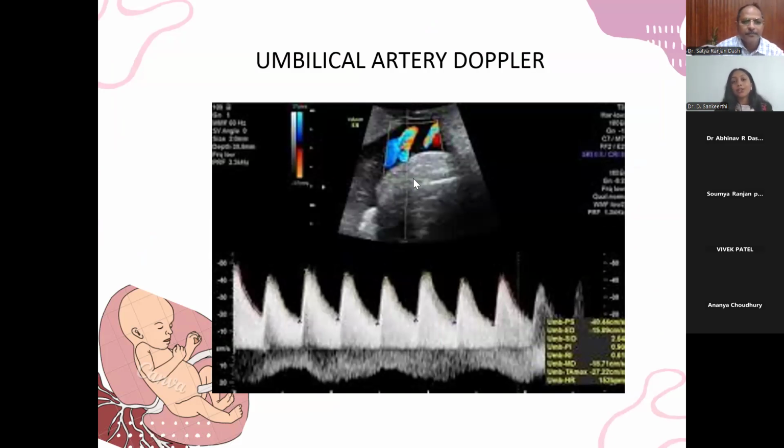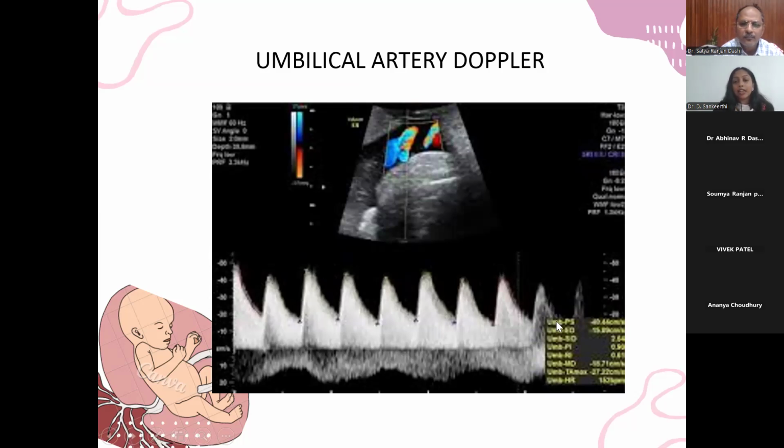All right. So this is the umbilical artery Doppler. First, once we position the patient and use the probe, we try to identify the umbilical artery based on these Dopplers, whose color depends on the flow of the blood. And we try and take a measurement. So this is the graph that is seen.